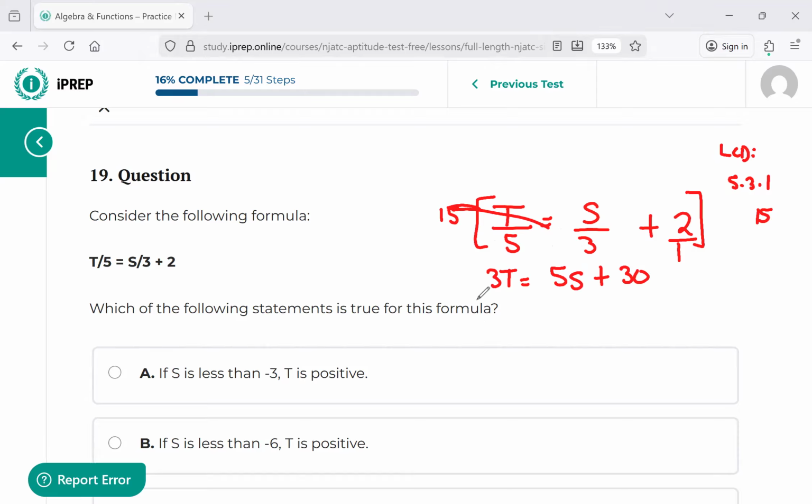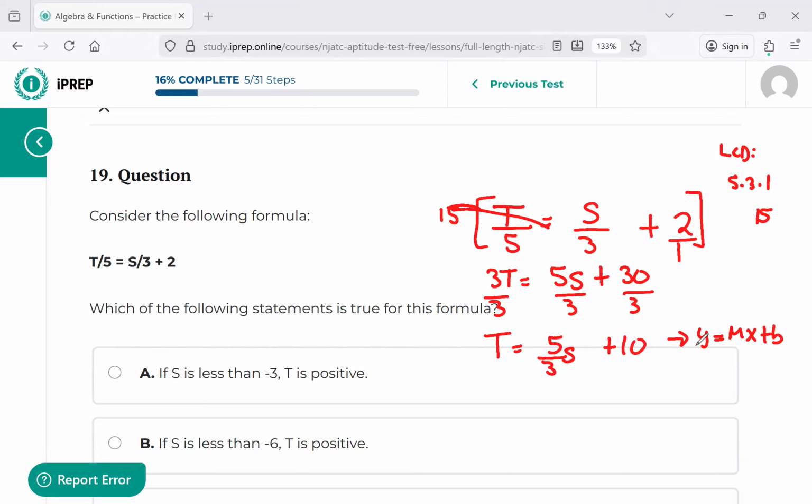Okay, then what I would do is get t by itself. So I'm going to divide everything by 3. So you get t equals 5/3 s, and then 13 divided by 3 is 10. This is how I know it's a linear equation, because it is in the form of y equals mx plus b. The only difference is our y is not y, our y is t, our x is not x, our x is s, right?